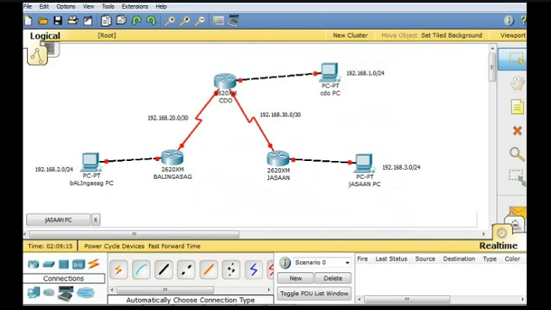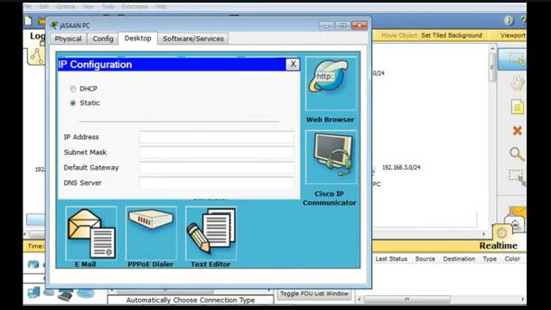Now let's go on to Hasaan PC. The IP address is 192.168.3.2. The subnet mask is 255.255.255.0, and the default gateway is 192.168.3.1.